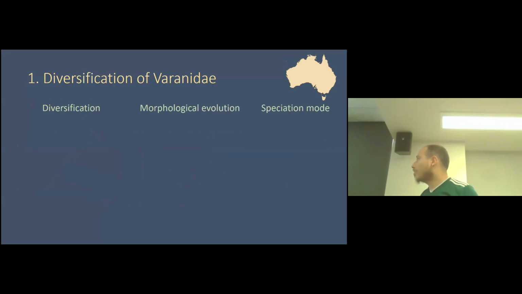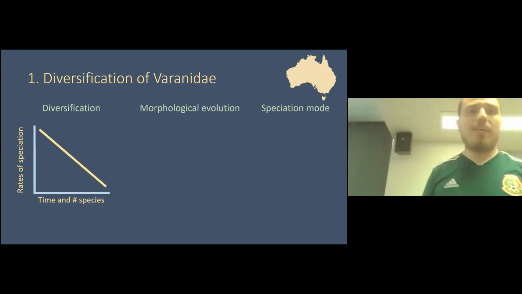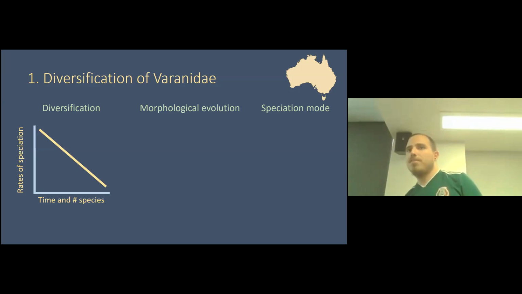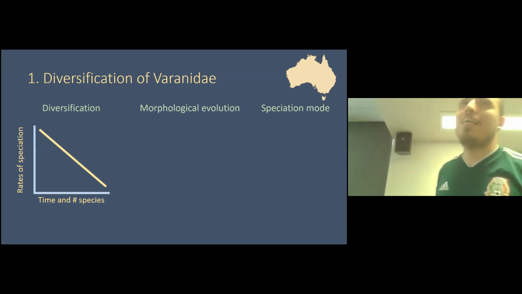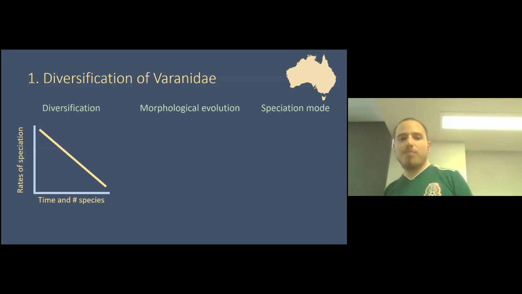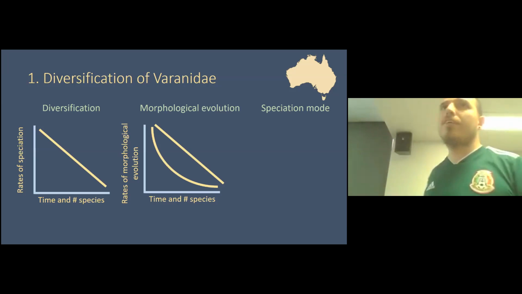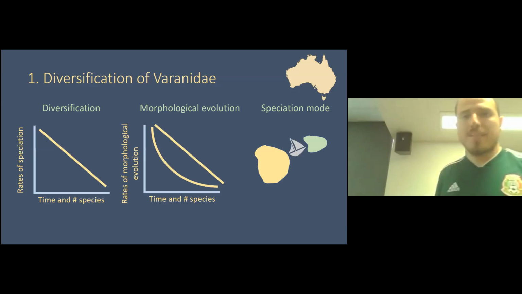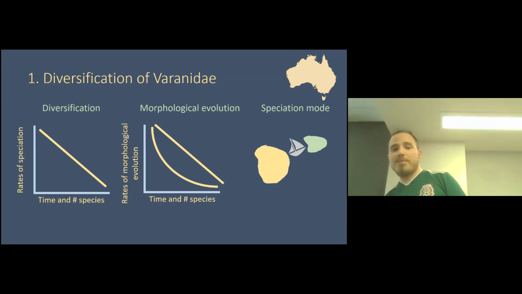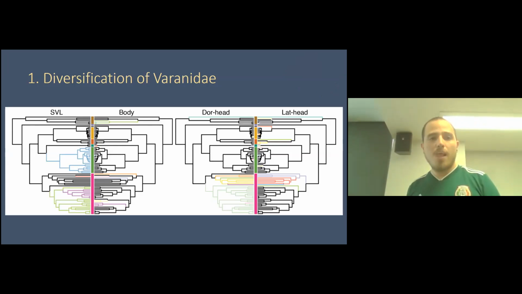Finally, we are looking at the Australian clade, and we can see that the rates of speciation have decreased with time and the number of species, which is consistent with fast speciation following ecological opportunity, and then declining as niches become filled and competition is more intense. And same for the rates of morphological evolution, they decrease with time and the number of species. And founder event speciation was inferred to have been the main mode of speciation here as well.